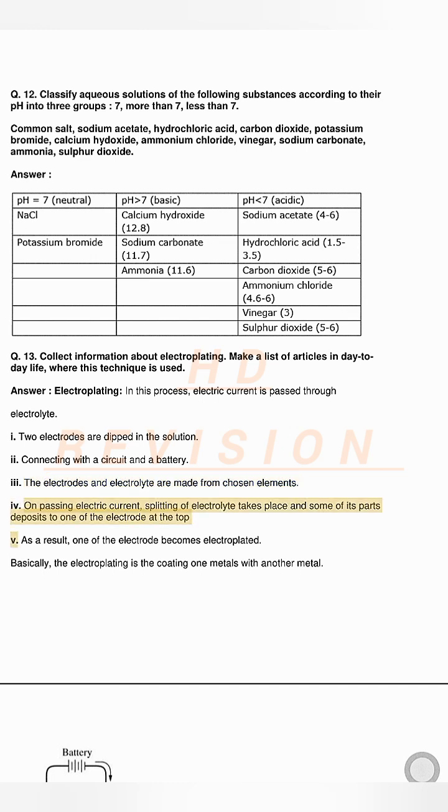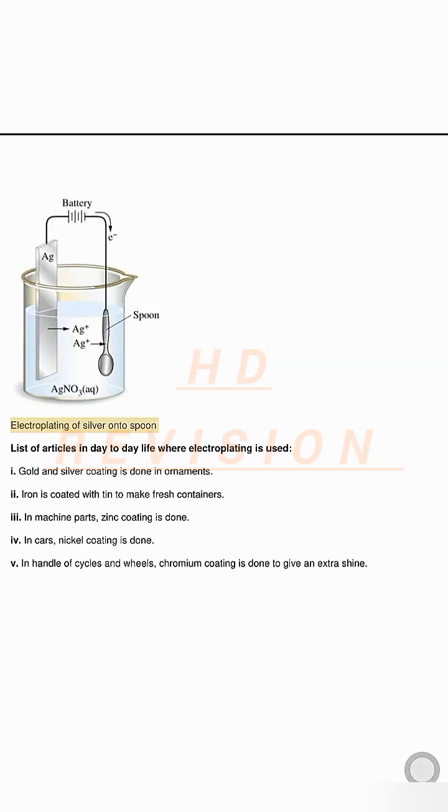IV. On passing electric current, splitting of the electrolyte takes place and some of its parts deposit on one of the electrodes. As a result, one of the electrodes becomes electroplated. Basically, electroplating is the coating of one metal with another metal. Electroplating of silver onto a spoon.